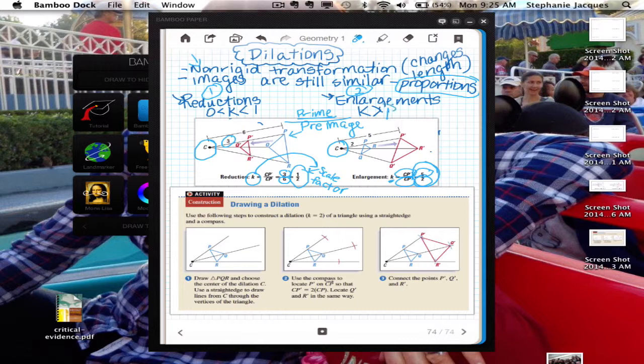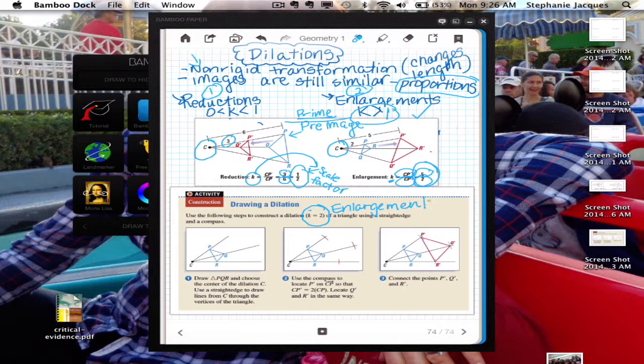Is 5/2 greater than 1? Yes, it's an enlargement. So if the image is getting smaller, the scale factor is less than 1, you know that it's a reduction. If the image is getting larger and the scale factor is greater than 1, you know that it's an enlargement. So now let's look down at how to draw a dilation. So it says use the following steps to construct a dilation with a scale factor of 2. So let's check, is that a reduction or an enlargement? Well, it's greater than 1, so it must be an enlargement.